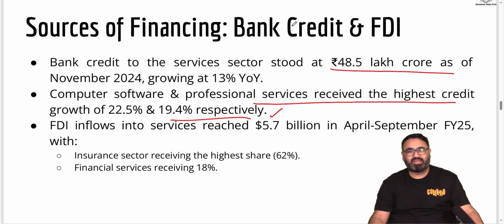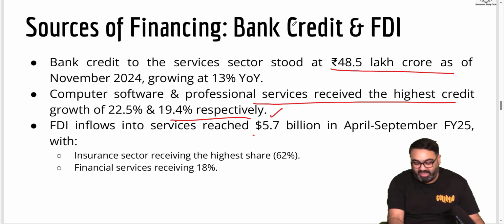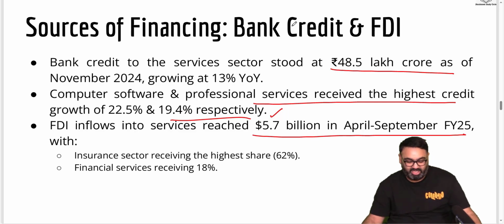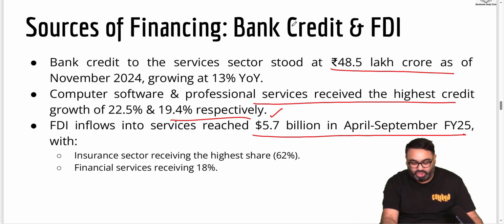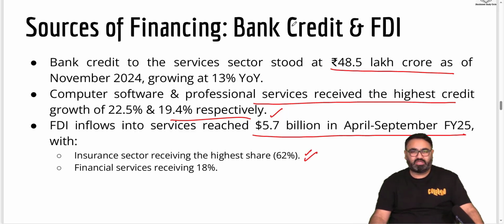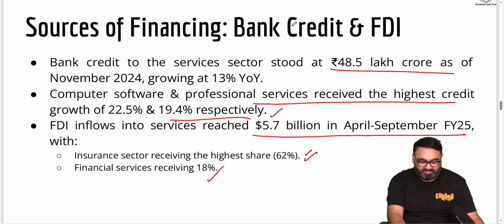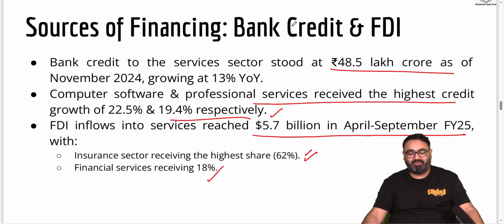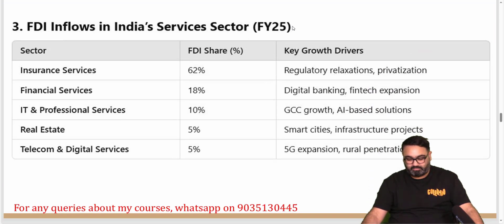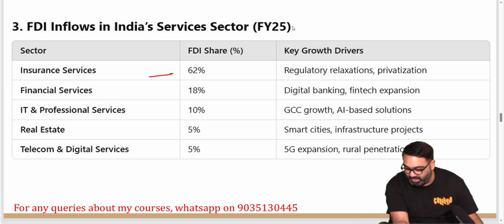FDI inflows have also been significant. They have reached $5.7 billion from April to September of financial year 25. Most of the FDI coming into this sector has been in the insurance sector. 62% of the total foreign direct investment coming into the service sector has been in insurance. Then financial services have received 18% of FDI coming into India. This is the breakup of the FDI coming into India's services sector in FY25. The insurance sector is by far the biggest receiver.